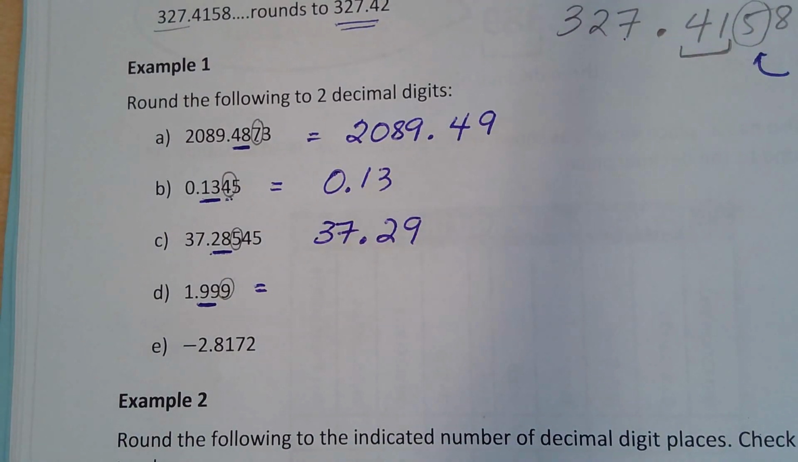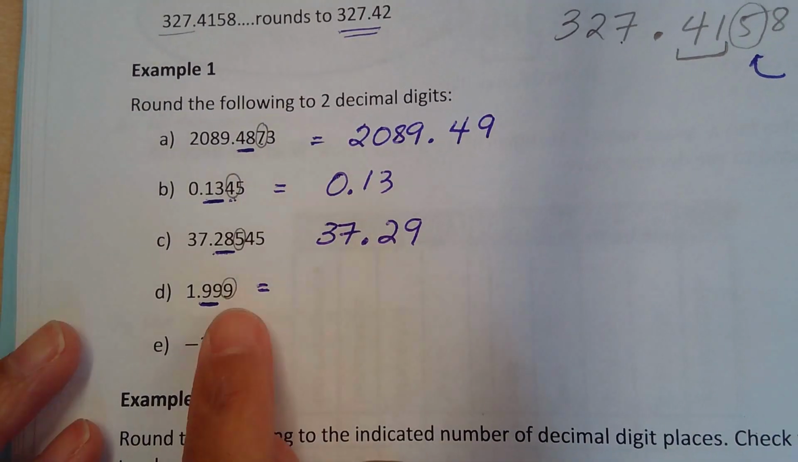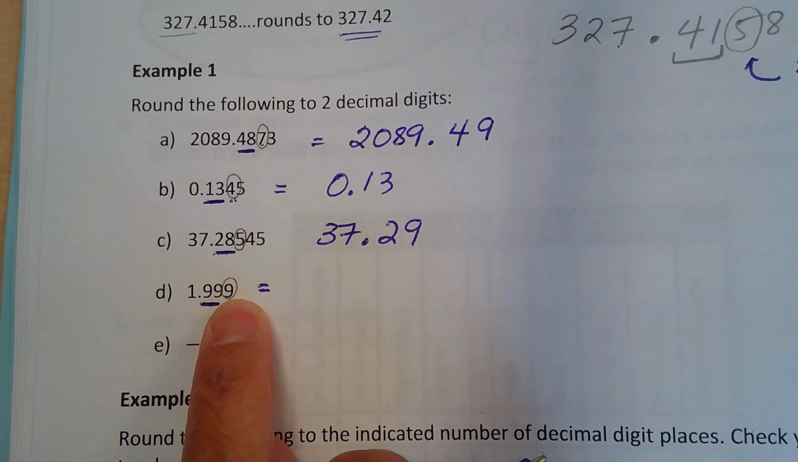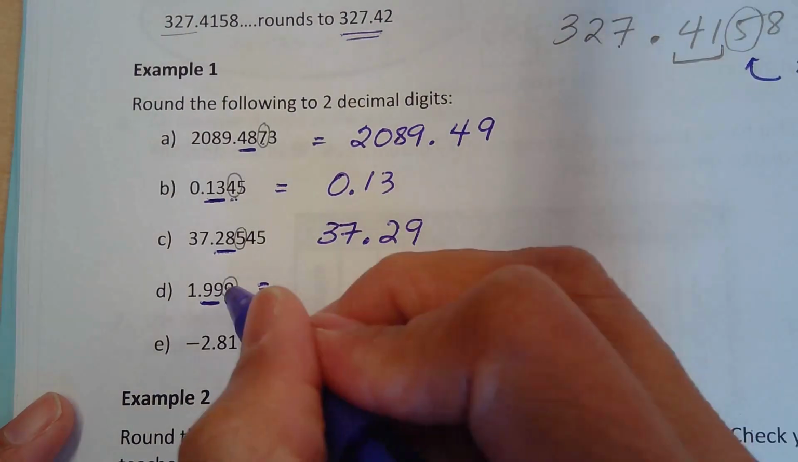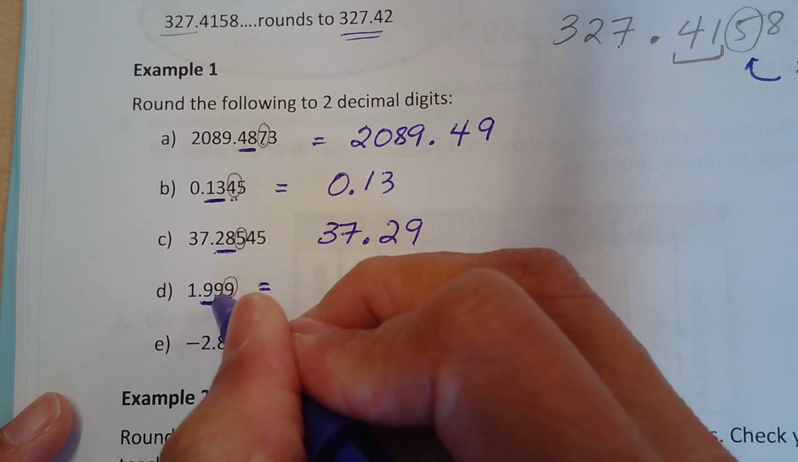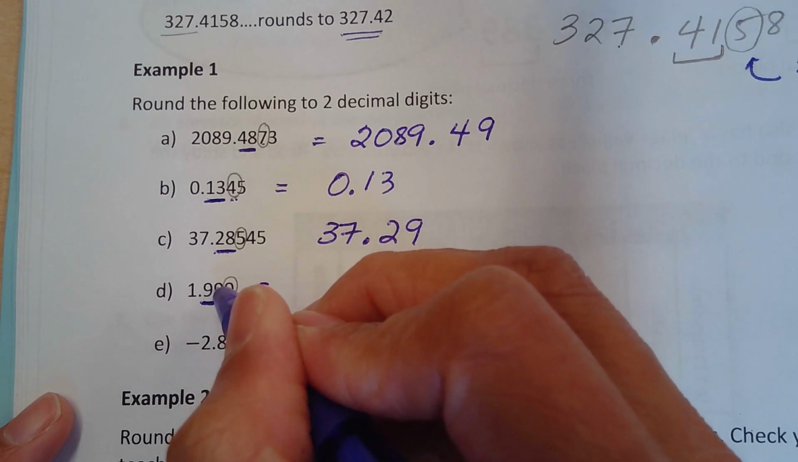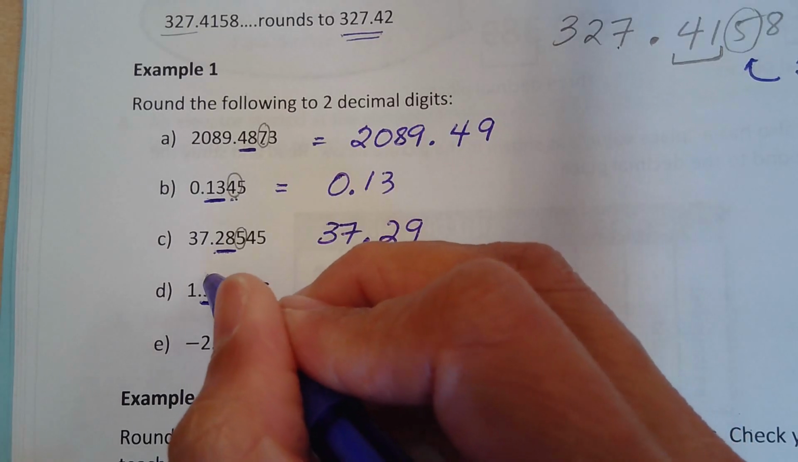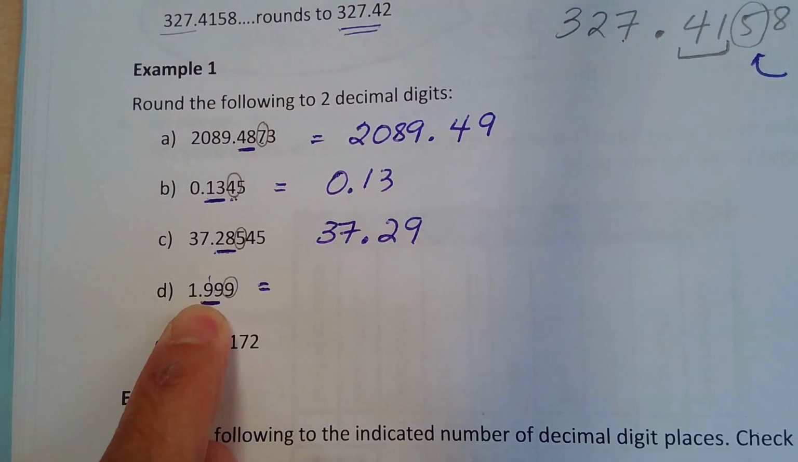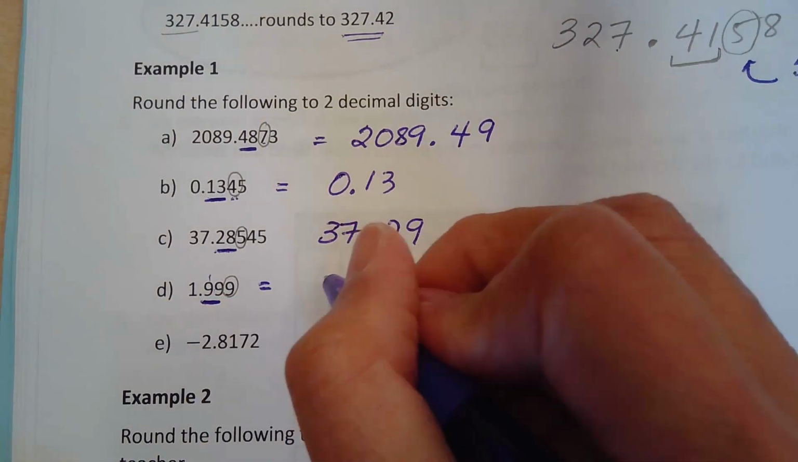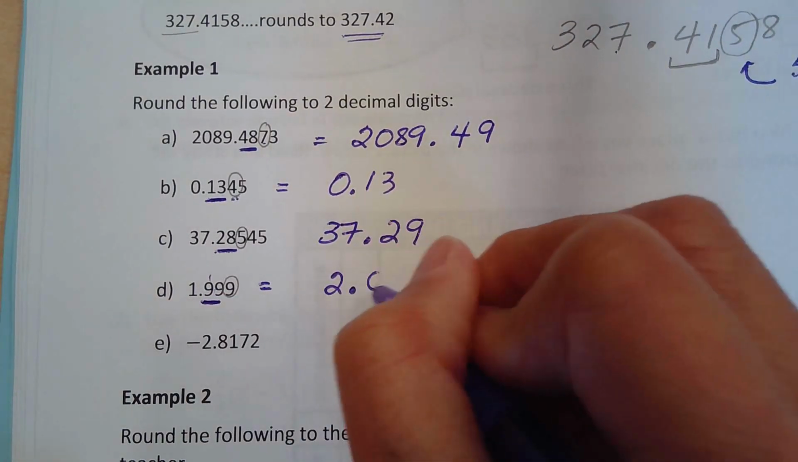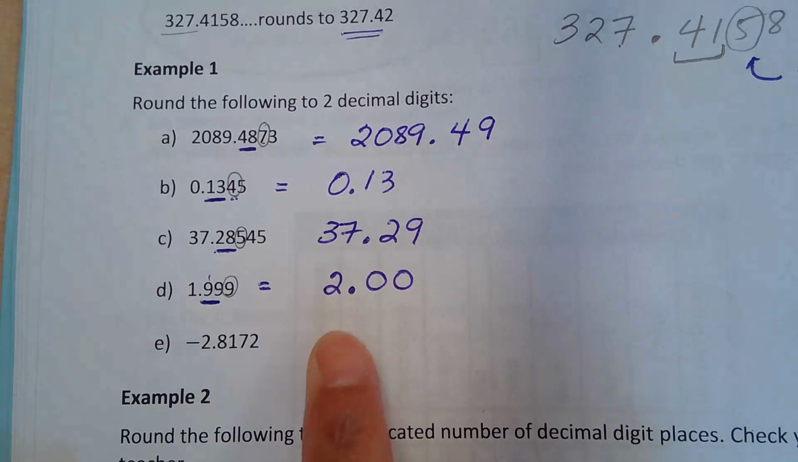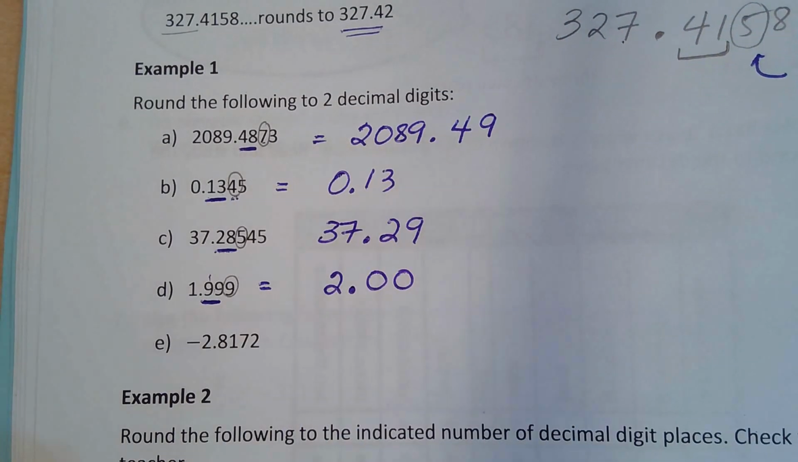If the third one is 5 and up, we're going to round up. If it's less than 5, we round down. So this one would be rounded up to what? Now the 9 will be rounded up to 10, right? Now if this is rounded up to 10, then this gets rounded up to 10 as well. And then that becomes 2.00. So 2.00.